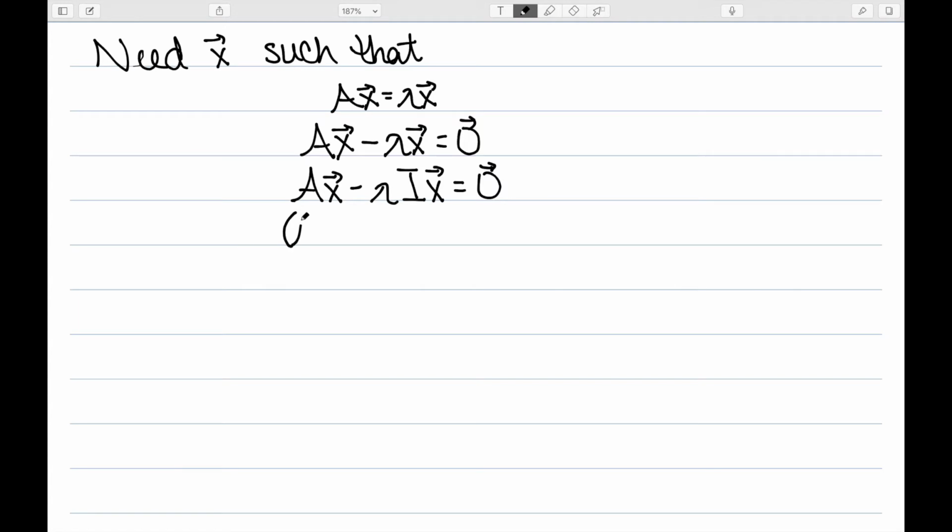And it's going to allow me to be able to factor out my vector x. We can only factor out a vector x if both of these are matrices. Before, lambda was not a matrix, but lambda I is. So now I can factor this out.